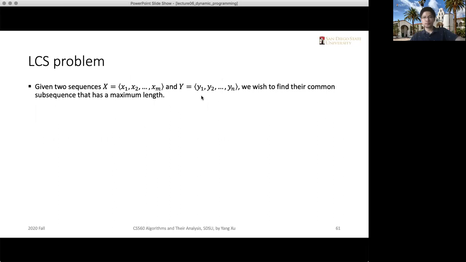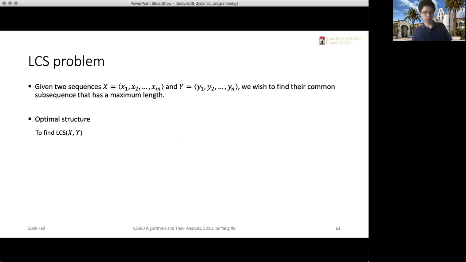Okay. So let's formalize the problem a little bit more. Given two sequences, x and y, the length of x is lowercase m, with elements ranging from 1 to m. And for y, the elements range from 1 to n, lowercase n. We wish to find the common subsequence that has the maximum length. So let's try to find if there's any optimal substructure in the problem, because that is one of the conditions a dynamic programming approach needs to satisfy.